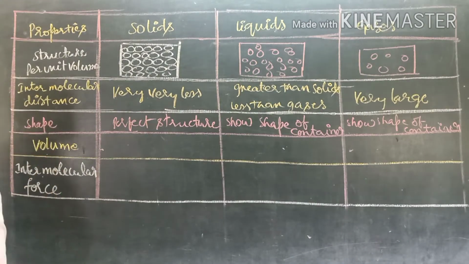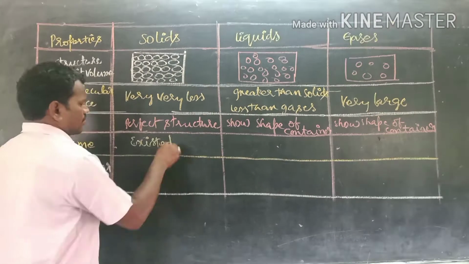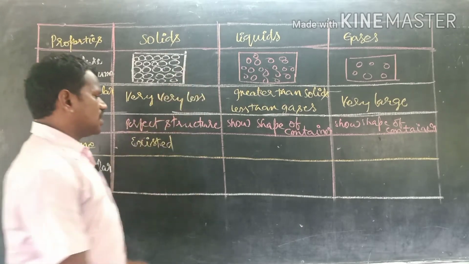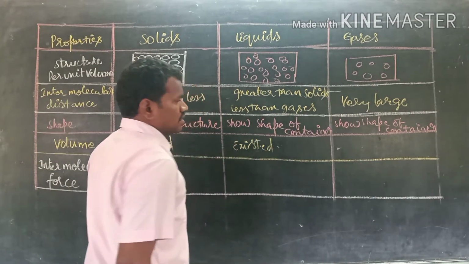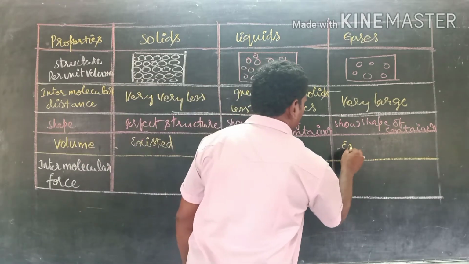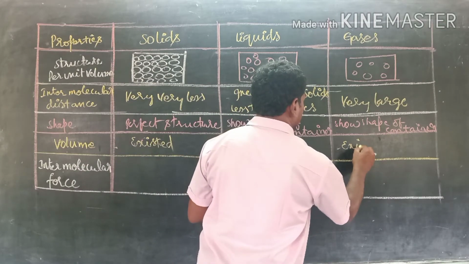Now comes the volume. Liquids also have a certain volume, so volume exists. Even gases have a certain volume, so volume exists.